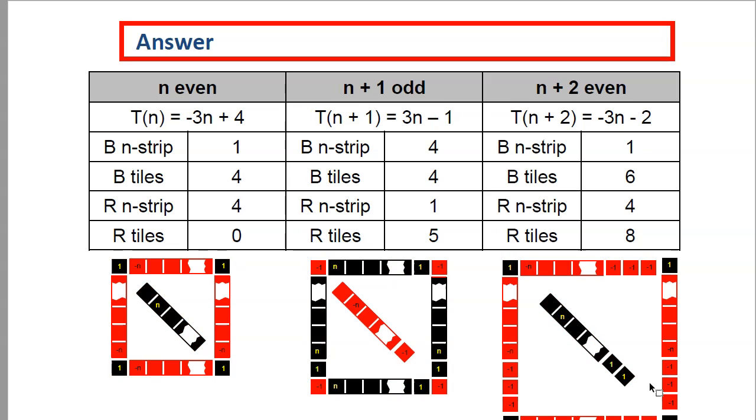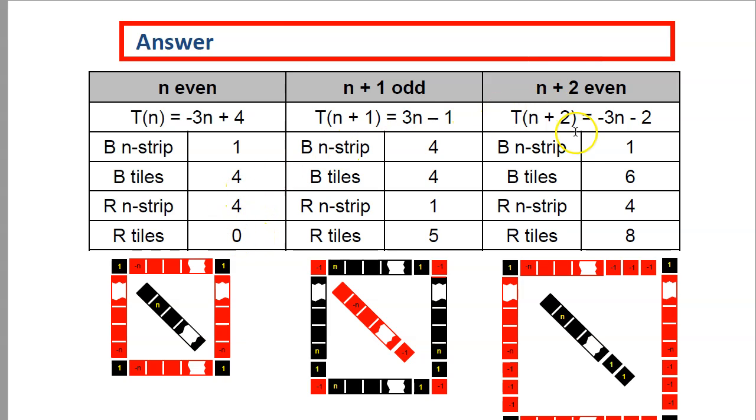And we have a similar thing when n is even. So we start with red on the outside, and then black, and then red again. And we carefully keep track of our strips. 1 black strip and 4 black tiles for the corners, 4 red strips, and no red tiles.